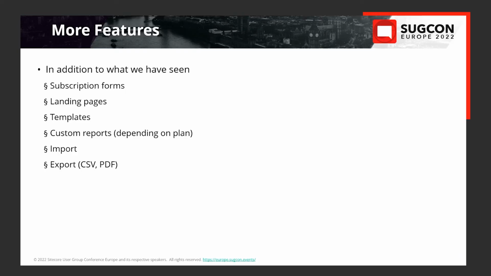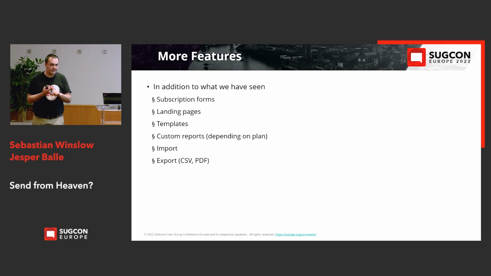Then a bit of things that I haven't talked about. So subscription forms, I already told you, it's in there. Landing pages, also part of it. So you can have editors also creating landing pages within Moosend with the same kind of template builder as for the emails. It's very easy to do.